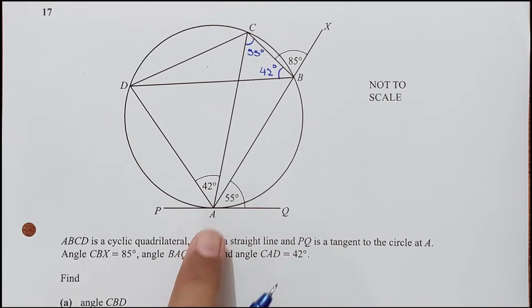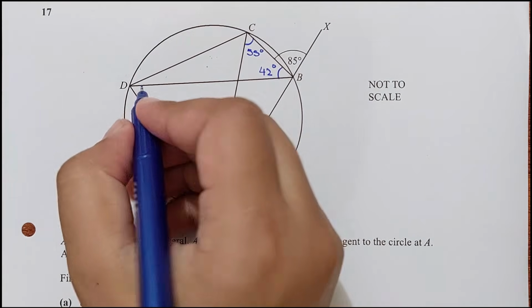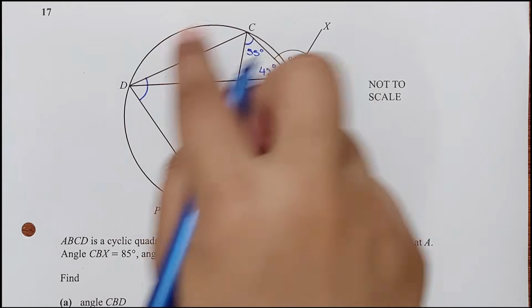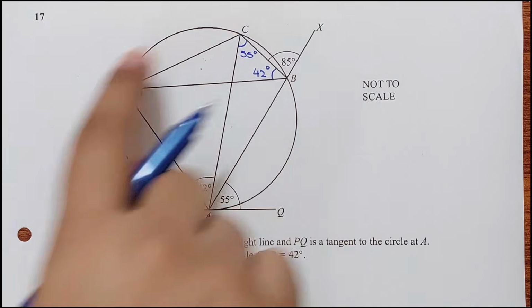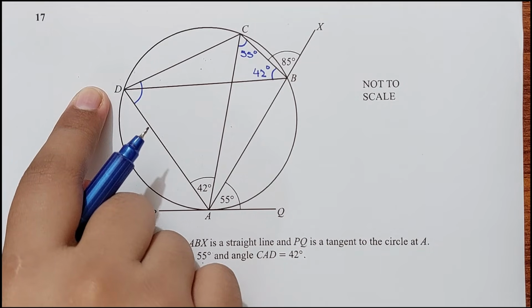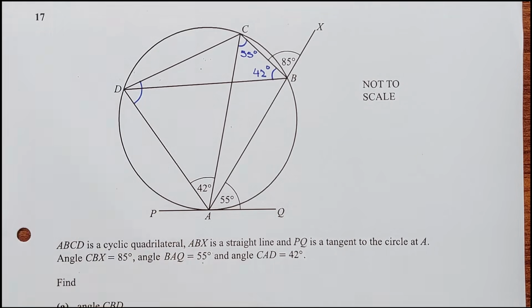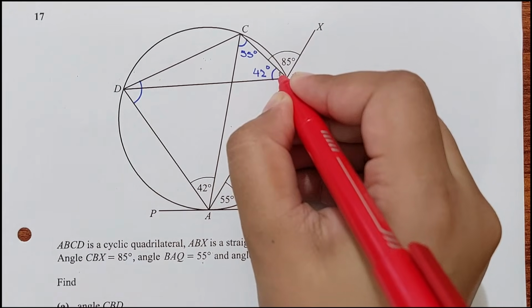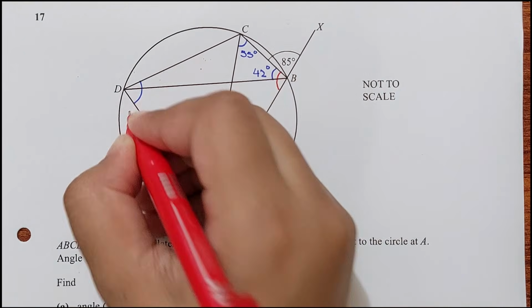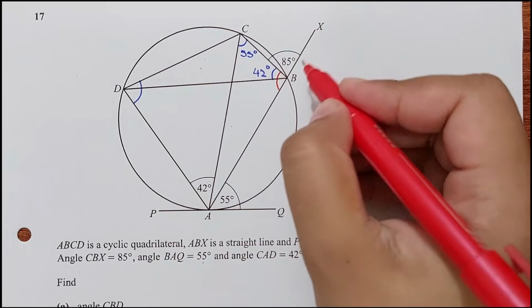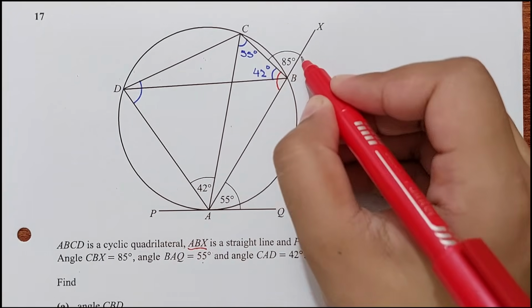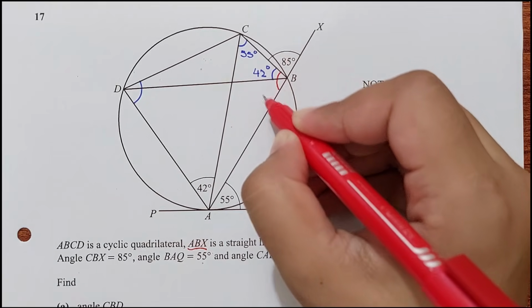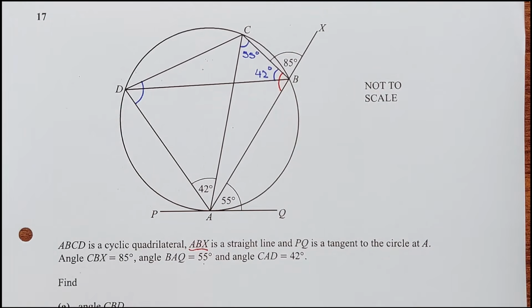ADC, this whole angle. ADC, right? So as you can see, ABCD is a cyclic quadrilateral, right? The opposite angles in a cyclic quadrilateral add up to 180 degrees. So it means this angle and this angle add up to 180, right? So this is a straight line ABX. We are given that ABX is a straight line. So if this is a straight line, this whole angle is equal to 180 degrees, right?